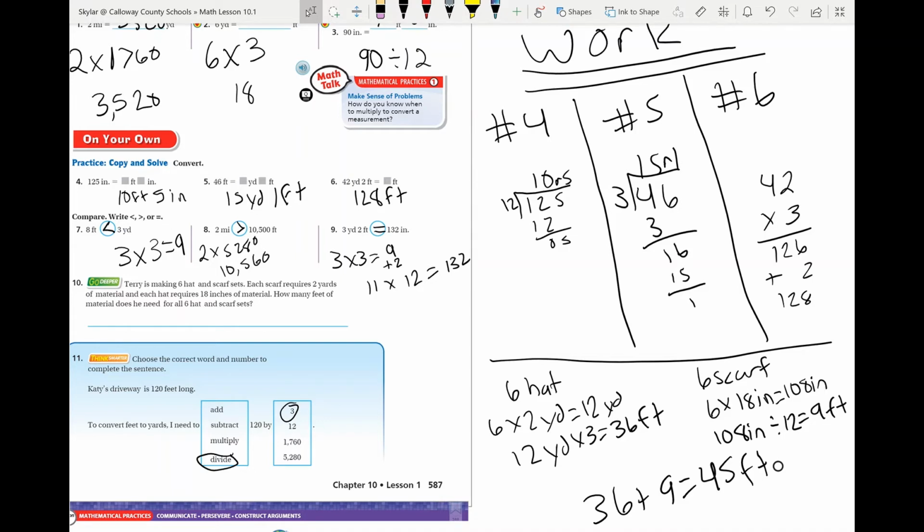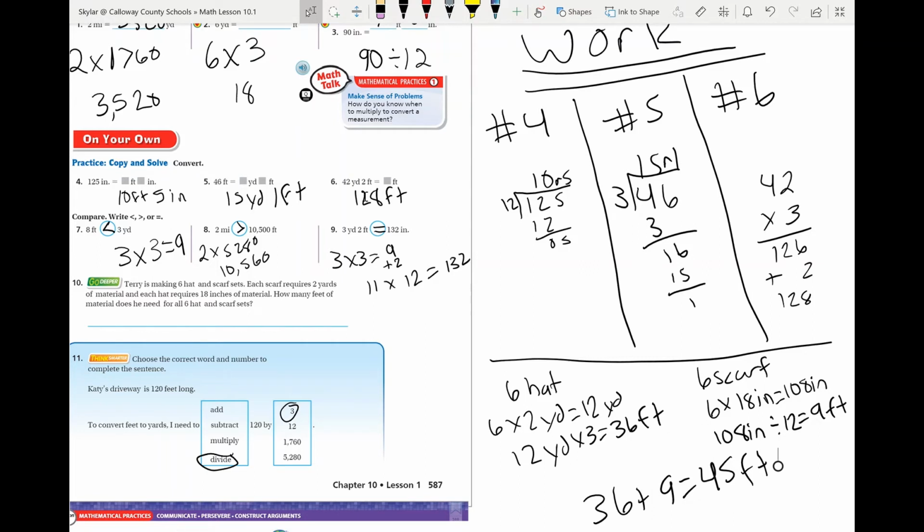Number 5, you should have got 15 yards and 1 foot. Feet are smaller than yards, so you have to divide, and there's 3 feet in a yard, so you divide by 3. Number 6, you're going from yards to feet, so you're going to have to multiply. Multiply that one by 3 because there's 3 feet in a yard. And then remember, that extra 2 feet you just add on at the end. So, number 7, I already did for you.